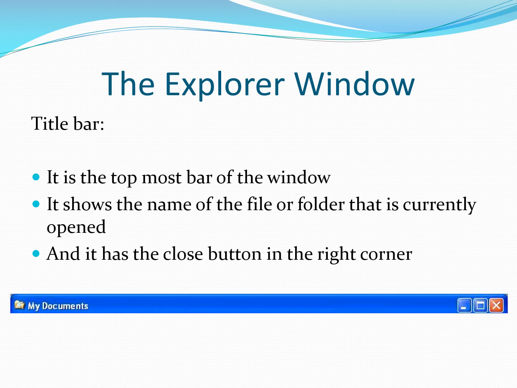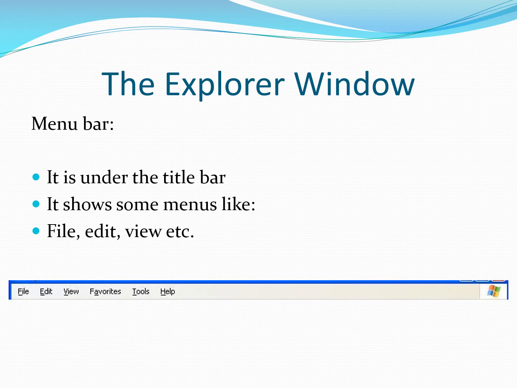Title bar. It is the topmost bar of the window. It shows the name of the file or folder that is currently opened and it has the close button in the right corner. Menu bar. Menu bar is under the title bar. It shows some menus like File, Edit and View.